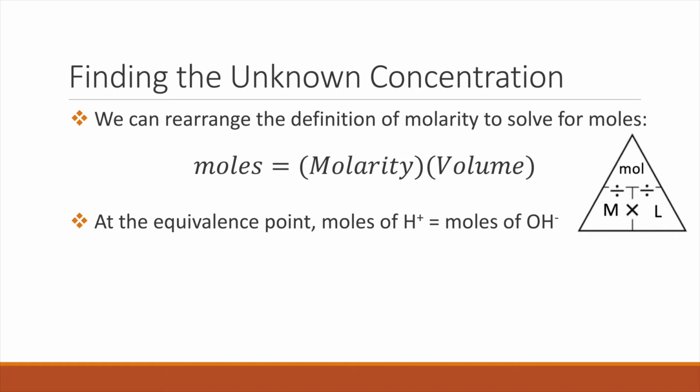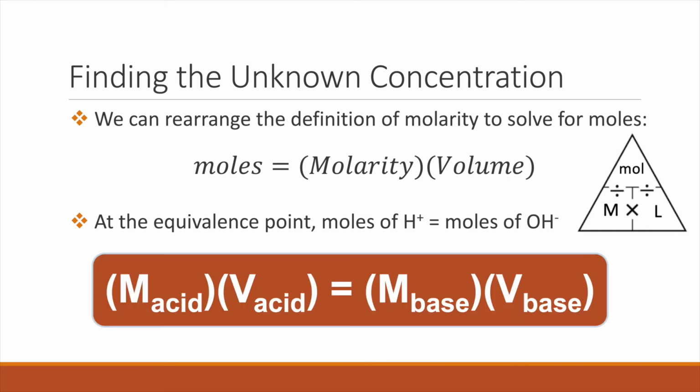So what do we do with this information to find out what the unknown concentration was? So we have talked about before rearranging the definition of molarity to solve for moles. Now molarity is moles over liters. Remember this triangle we've talked about before. So the number of moles, if we were to cover this up, is the molarity of the solution times the volume. So at the equivalence point, the moles of H plus are equal to the moles of OH minus, which means the amount of the acid is going to be equal to the amount of the base. So on one side, I've got the molarity of the acid times the volume of the acid, and on the other side, I've got the molarity of the base times the volume of the base.